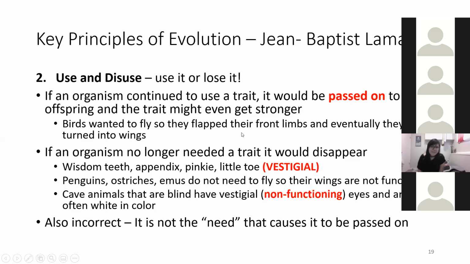The second thing that Lamarck is famous for is basically use it or lose it. If an organism continues to use a trait, it's going to be passed on to the next generation and may even get stronger. So birds wanted to fly, so they flapped their front wings and eventually they turned into wings. Based on that, we should be able to flap our arms and eventually get wings too. If an organism no longer needed a trait, it would disappear.